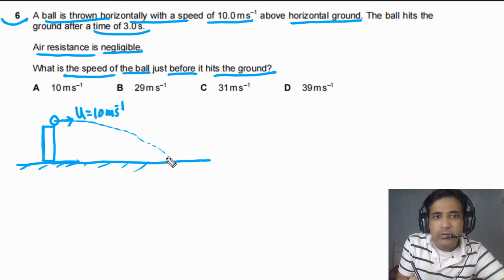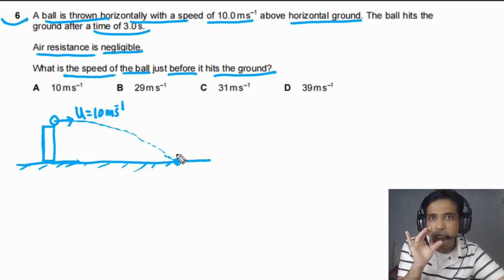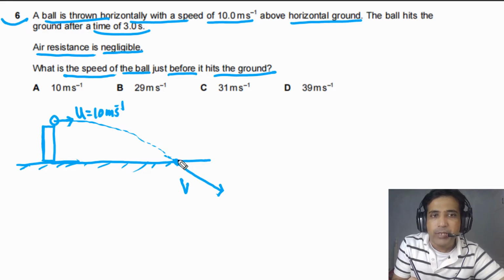Now the question is asking us what is the speed of the ball at this point just before it hits the ground. So we need to find the value of this speed. This velocity has two components, and the magnitude of this velocity is the speed. So it has one horizontal component and one vertical component. We can say this one is Vx and this component is Vy.